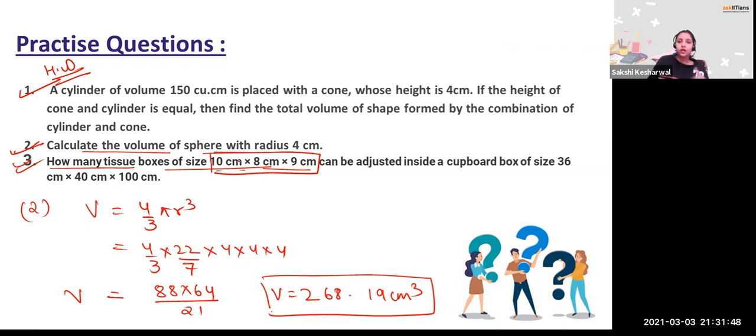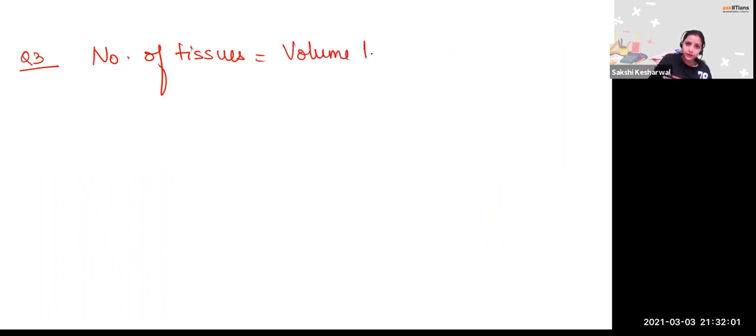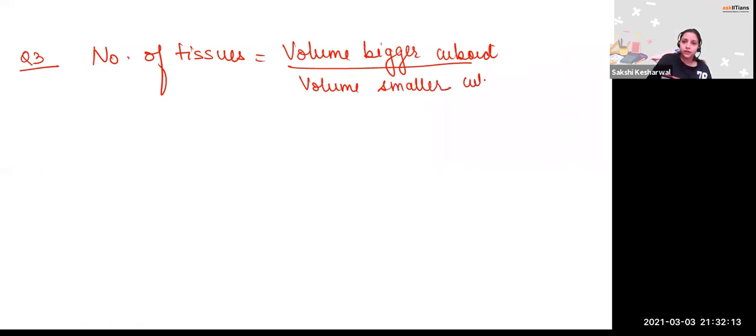So what will you be doing? If you do the question, the number of tissue boxes will be equal to what, beta? Number of tissues is equal to the volume of the bigger cuboid divided by the volume of what, beta? The smaller cuboid, right or not?